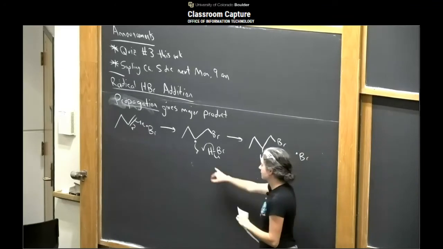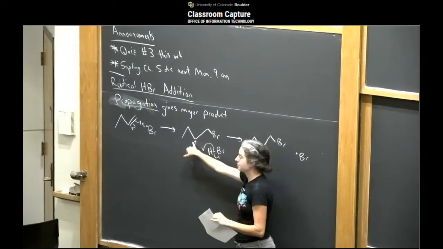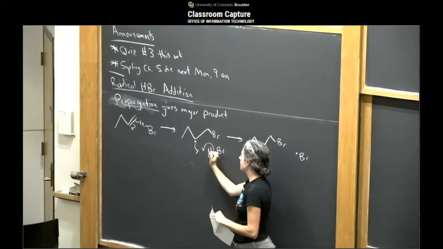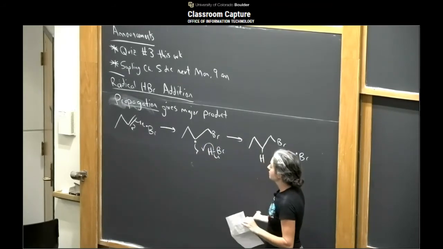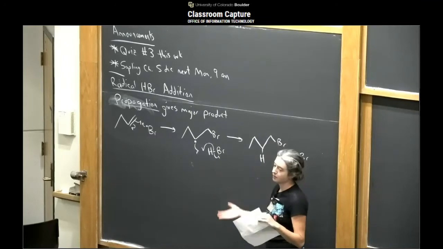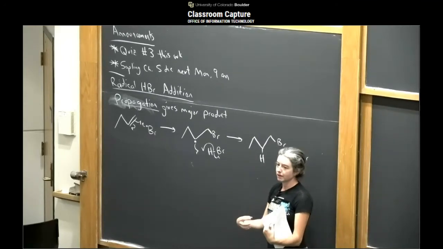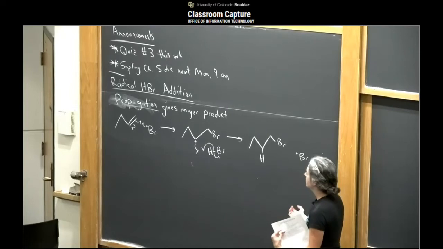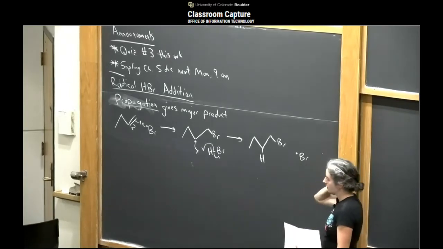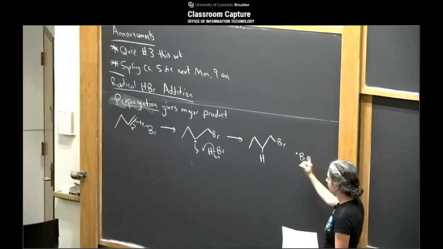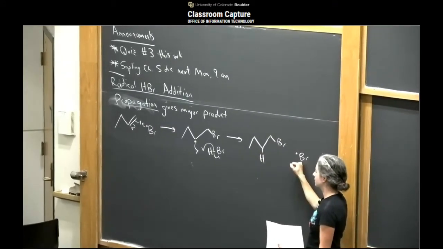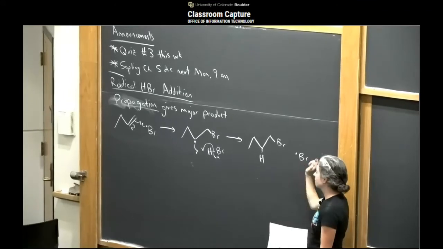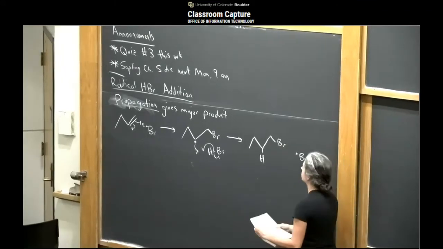A couple of people asked me, couldn't this radical just bump into a Br radical? Why doesn't that happen? The answer is it does some of the time. That wouldn't be propagation, though. That would be termination, because when you stick two radicals together, they stop being radicals. So you're not continuing the chain cycle. Also, if we want to keep this going, we have to reproduce the radical that we started propagation with to perpetuate the cycle.